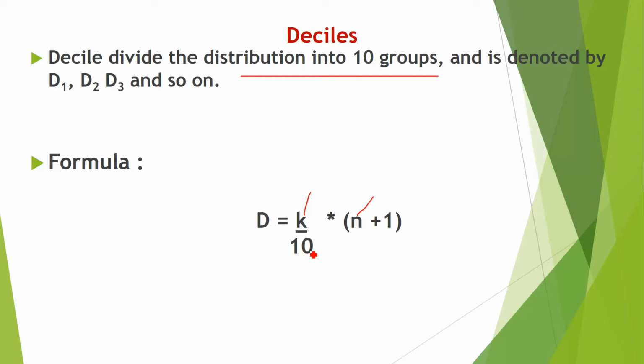And then this is 10, because decile distributes the data into 10 groups. So this is constant. But K will change if I ask you to calculate D6, D5, D4 and so on. This varies according to your data set.